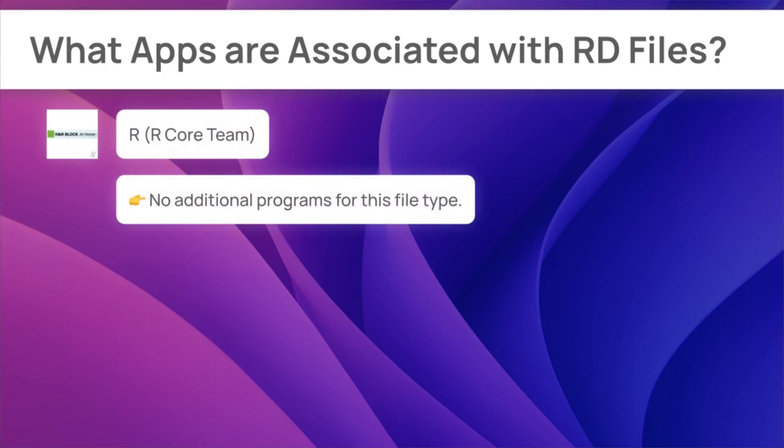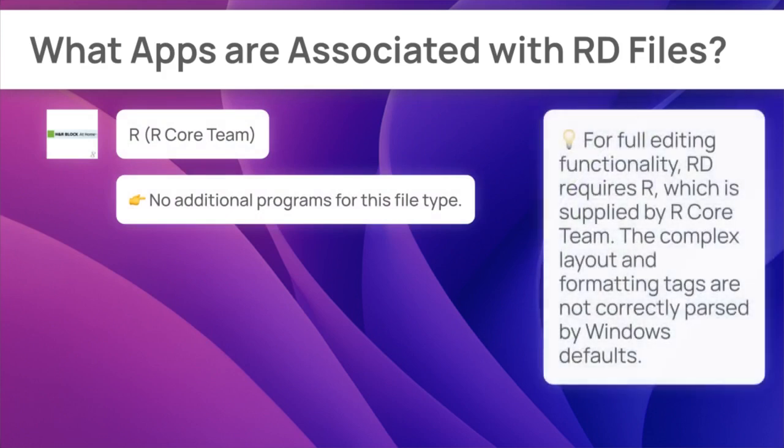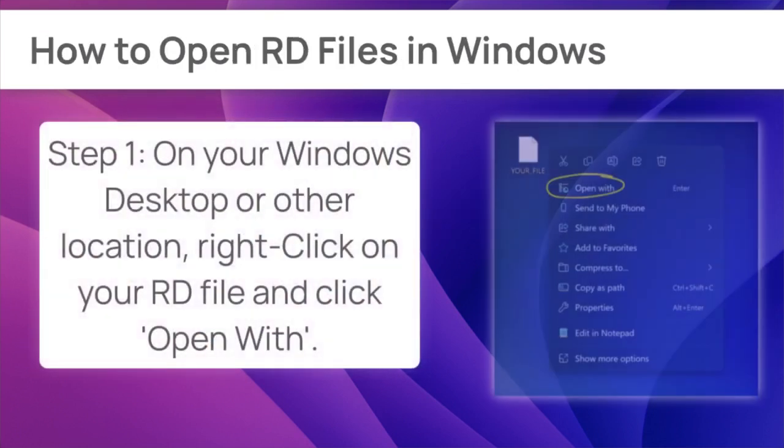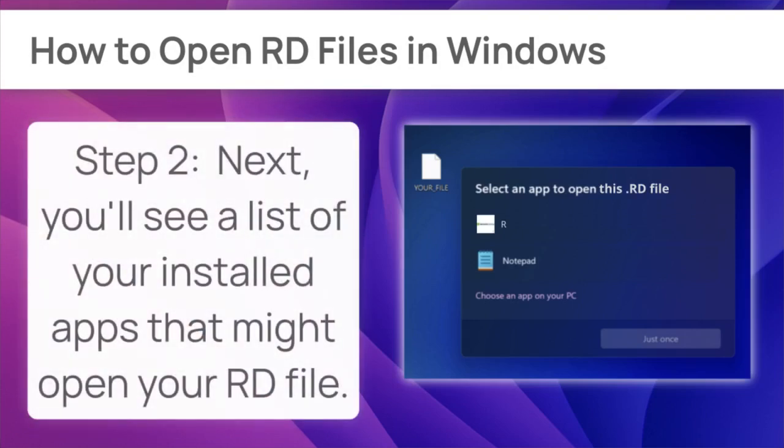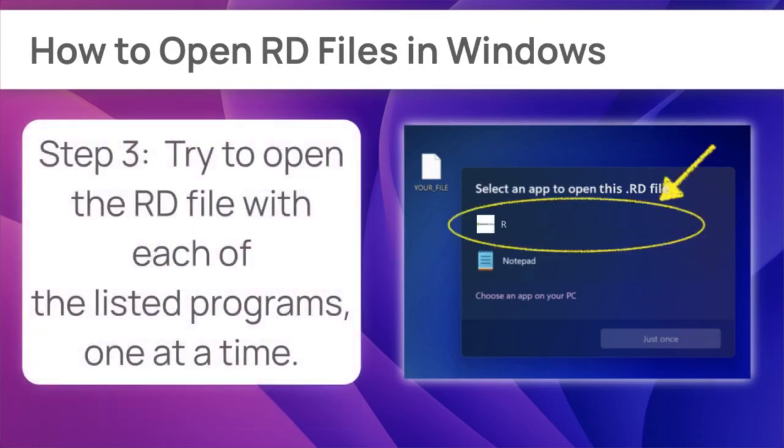Windows provides limited editing capability, so full functionality depends on dedicated programs. Windows can show basic information, but fully understanding the data requires the program that created it. We're checking for file signature recognition. Right-click your RD file and click Open With. If R is an option, try it. If it fails, select another program. We need to find the correct application hook.